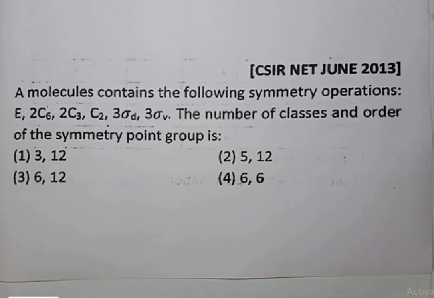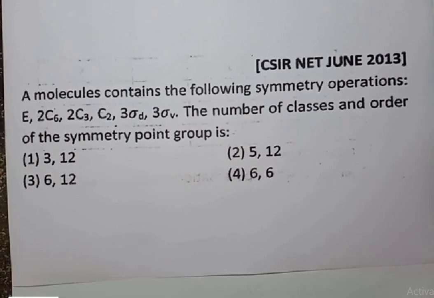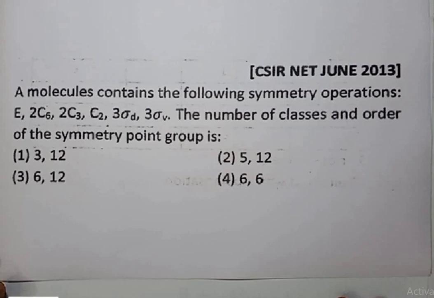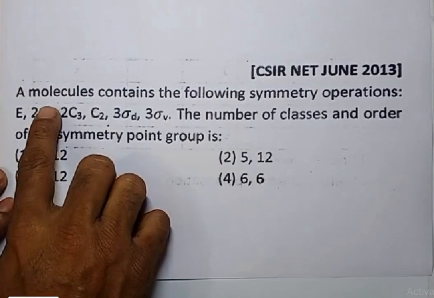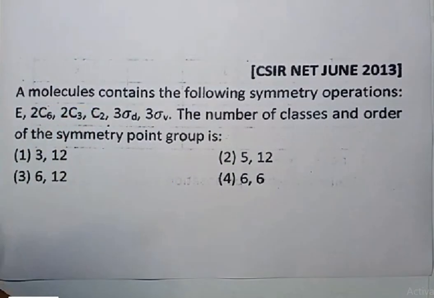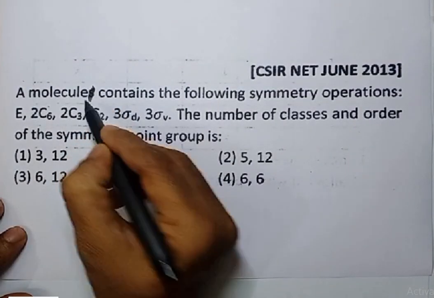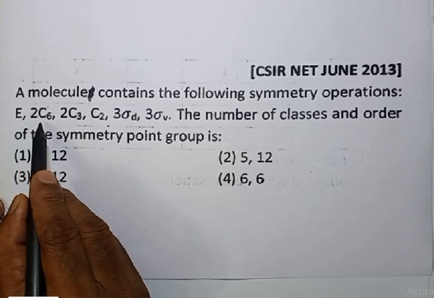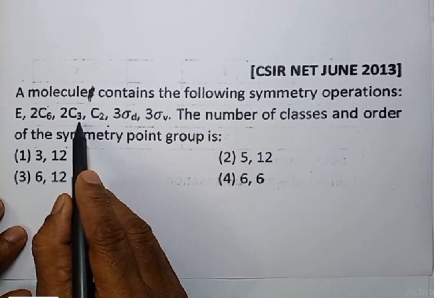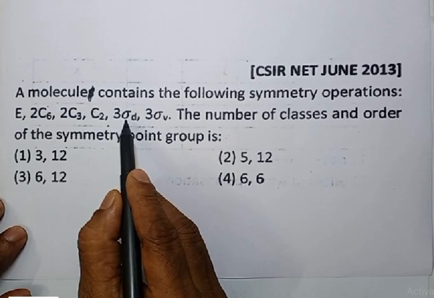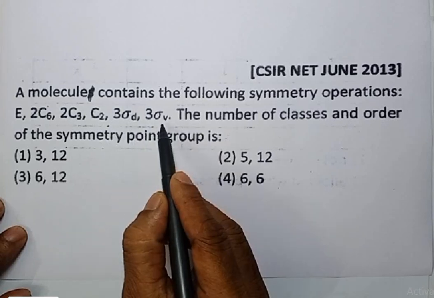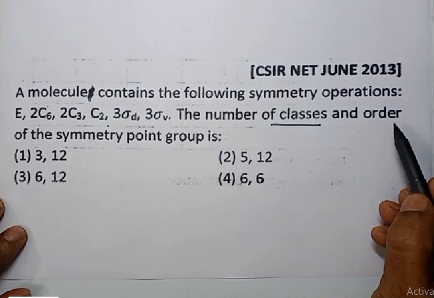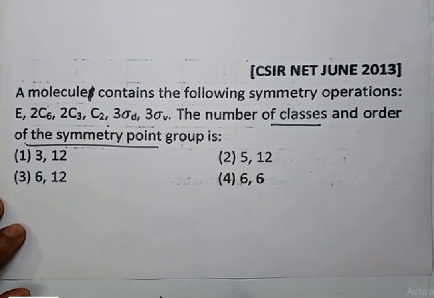Okay, this question appeared in June 2013 in the CSIR NET examination. Just go through the question. A molecule contains the following symmetry operations: E, 2C6, 2C3, C2, sigma D and sigma V. The question asked here is the number of classes and the order of the symmetry point group.